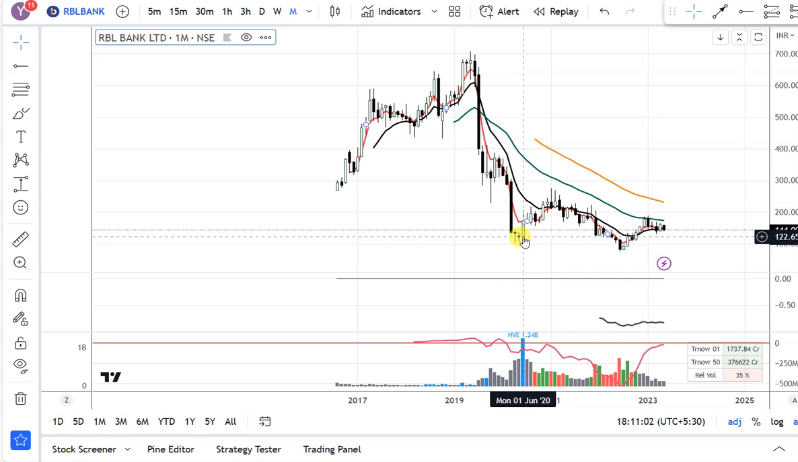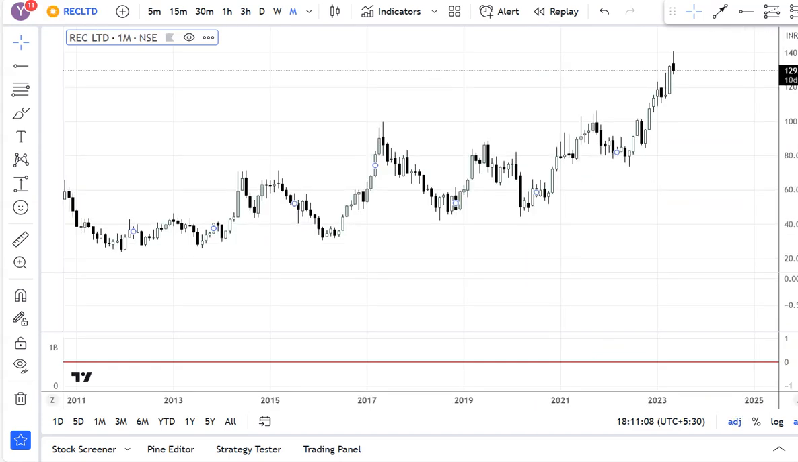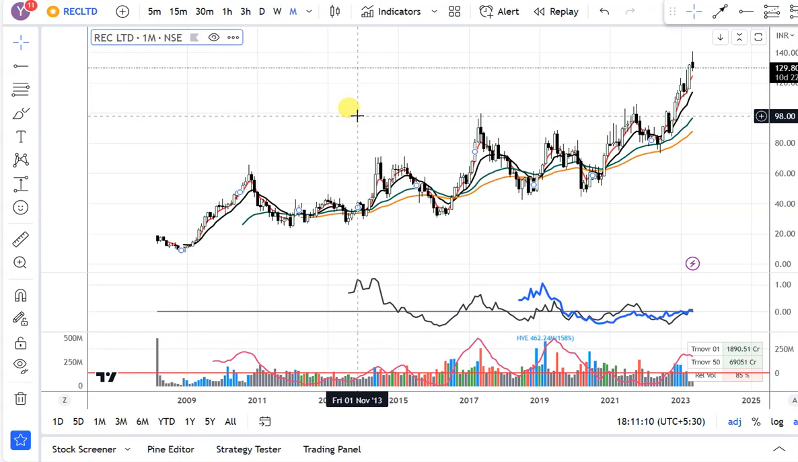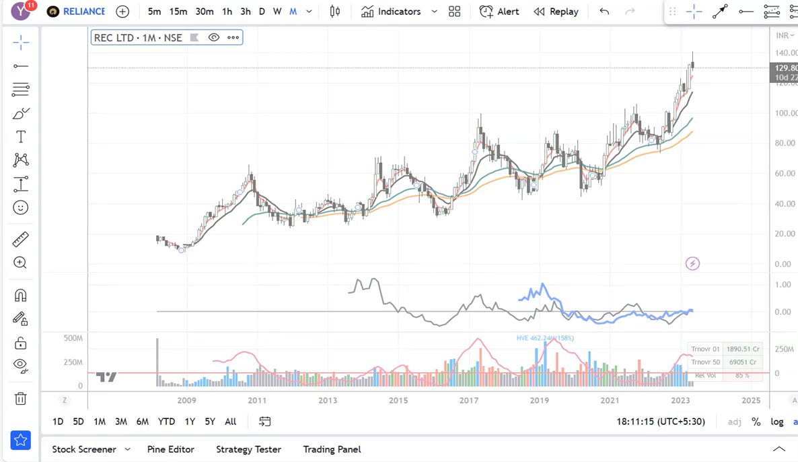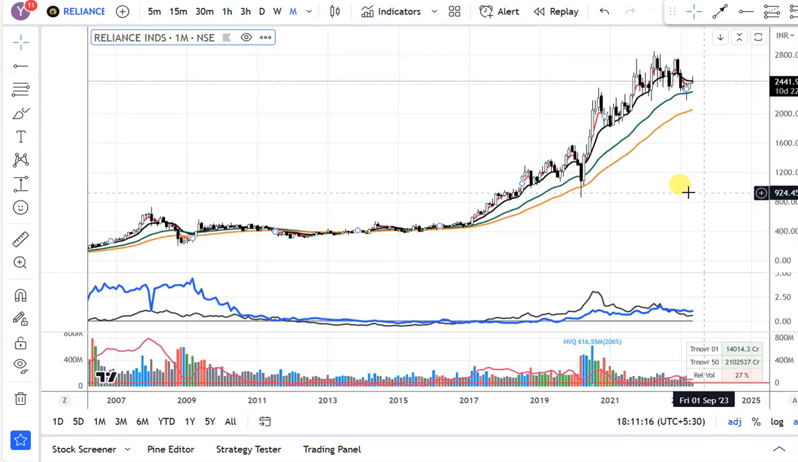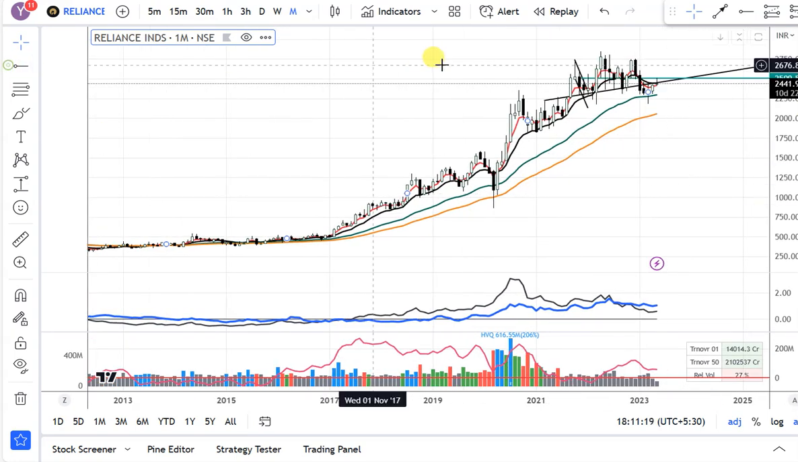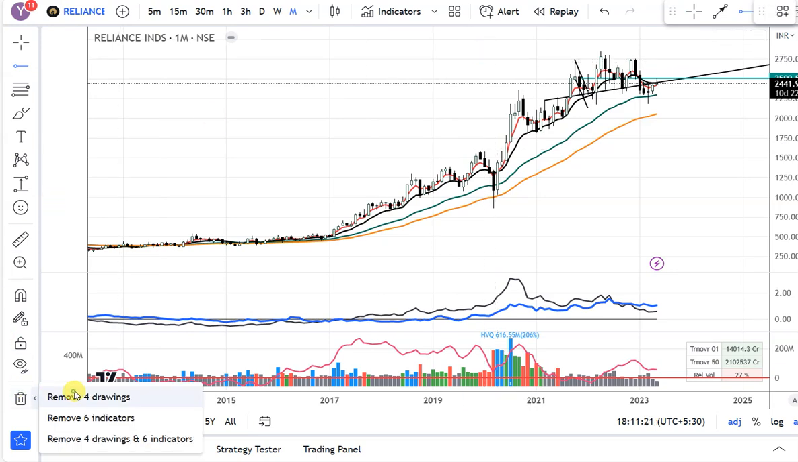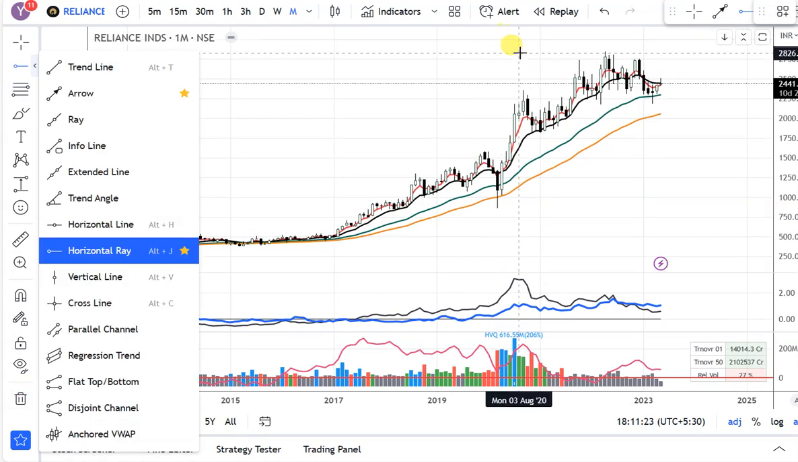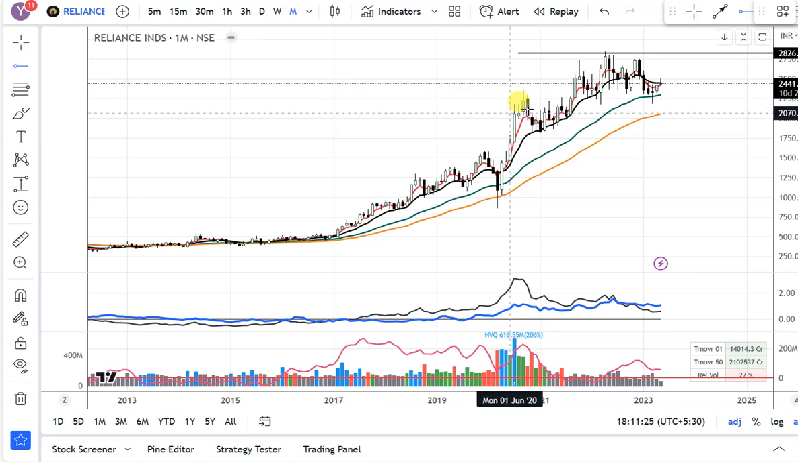So wait for it. Again, Reliance is stuck, oh my God, how many lines I have made. Reliance is clearly stuck in this range of 2,200 to 2,850. So wait for those levels to breach, and then the new rally will be amazingly fruitful. It will take nearly around 2, 3 months, but that's fine.